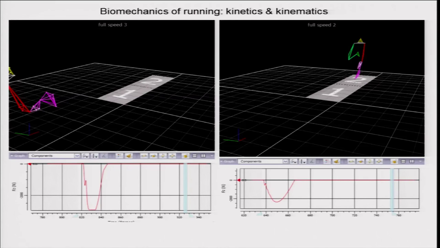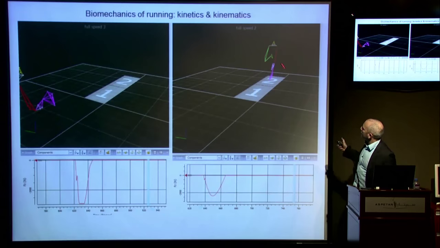And what I want to show you is that that is far from the truth. Many people who have a limb deficiency actually have a lot of the problems on the sound side. And why does that occur? This is a force plate that this particular athlete is running on.